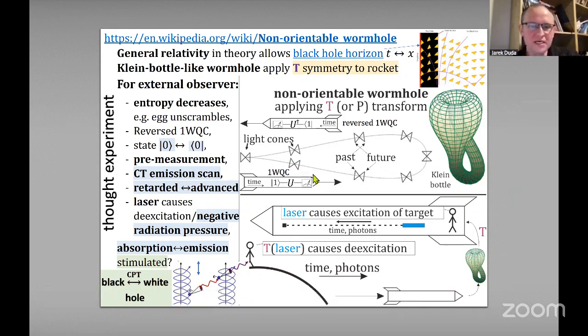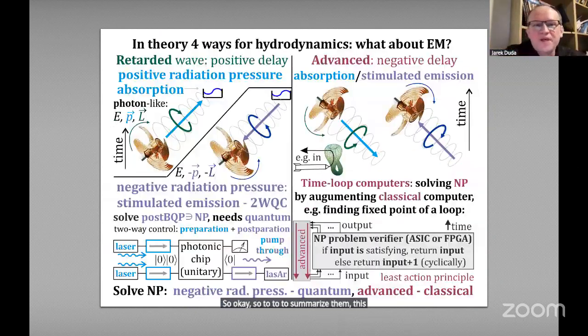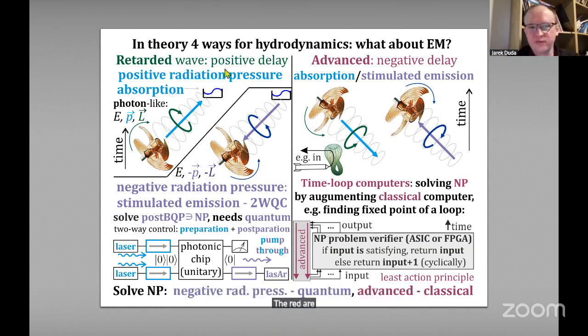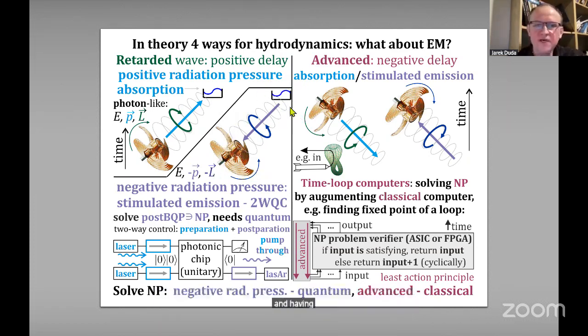Okay, to summarize this part: for hydrodynamics, in theory, we could have four possibilities. The standard one is the retarded positive pressure wave, as we think about photons, the basic ones. But we could reverse this rotation. It would have negative radiation pressure, but the delay would be later. So this is the retarded negative radiation pressure wave. And having this kind of wave, we could already solve NP problems with two-way quantum computers.